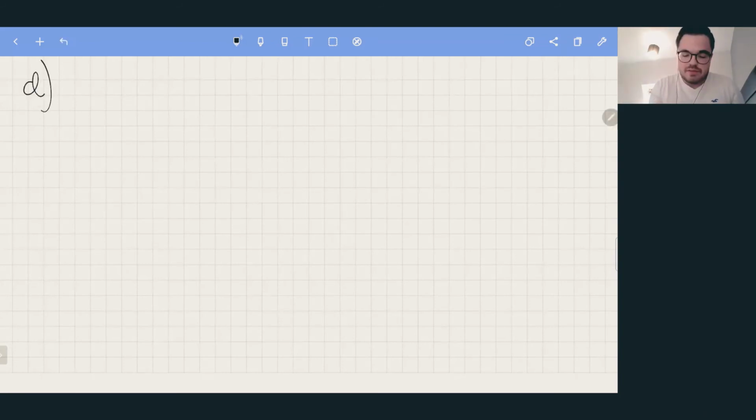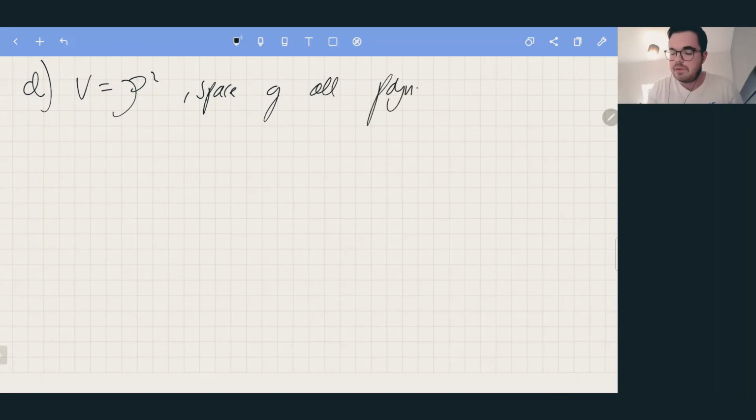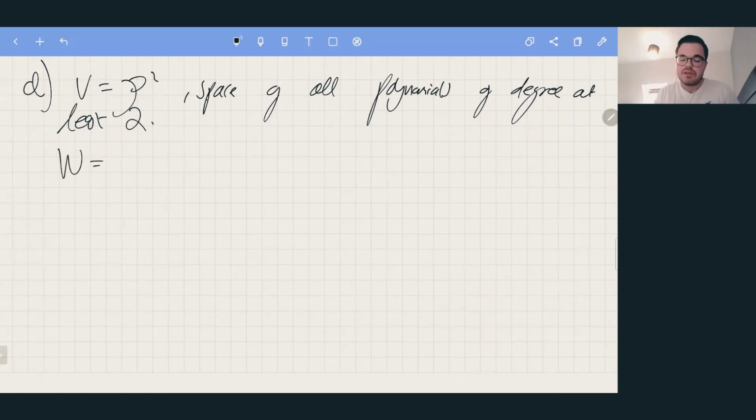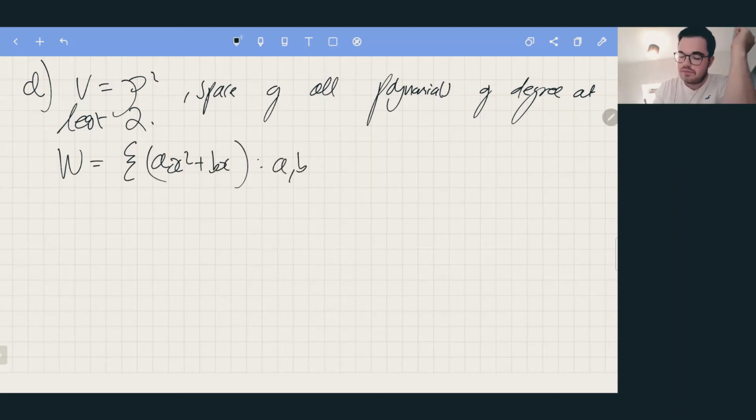So we'll have V equals P2. So P2 is the space of all polynomials of degree at most 2. If I write that out, we're going to have W, those are going to be polynomials of the form ax squared plus bx, such that a, b are real numbers. So this is the following subset of V that we're considering here.